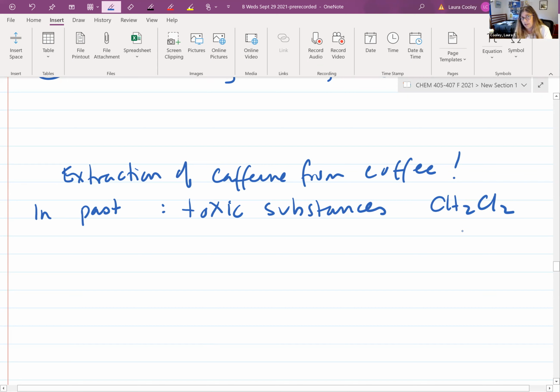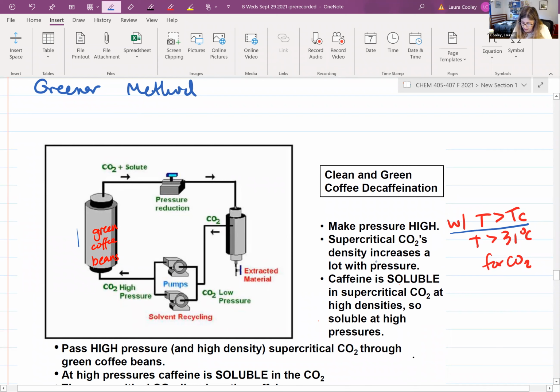where you start with your green coffee beans over here. And what you would do, you start with the temperature greater than the critical temperature. And then you would make the pressure very high. Okay, so you have to get into the supercritical CO2, but you would make the pressure even higher than what you need to have supercritical CO2, because as you increase the pressure of the CO2, the caffeine becomes more soluble, because caffeine is soluble in supercritical carbon dioxide at high densities, right?